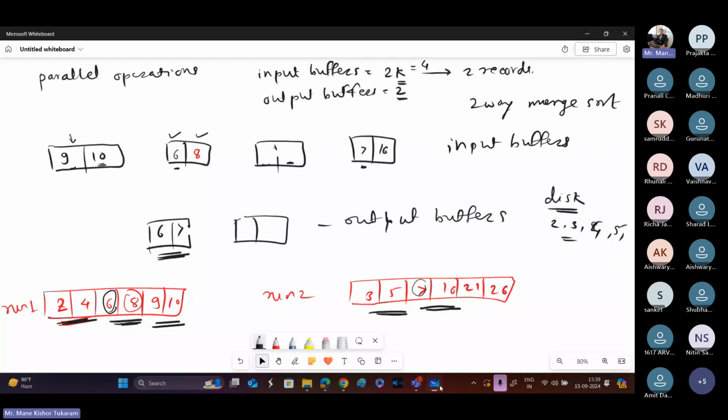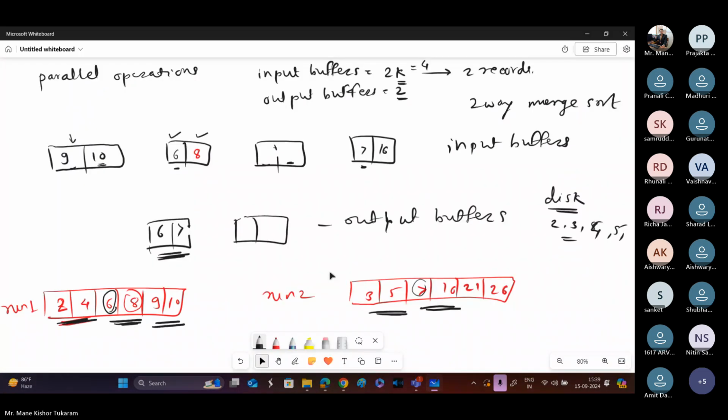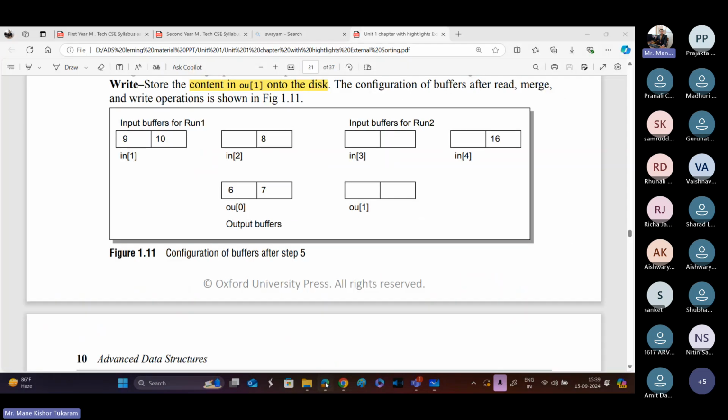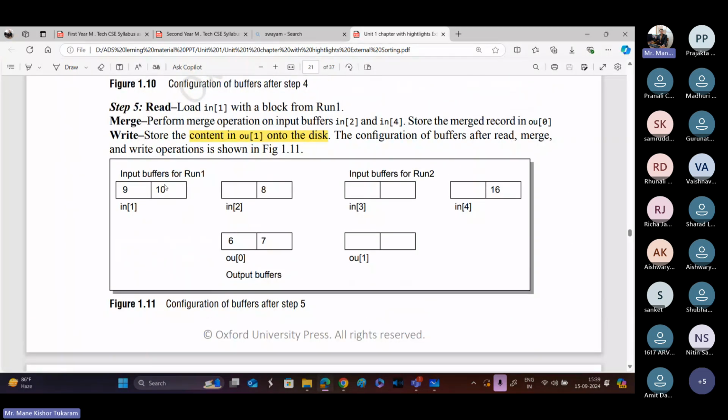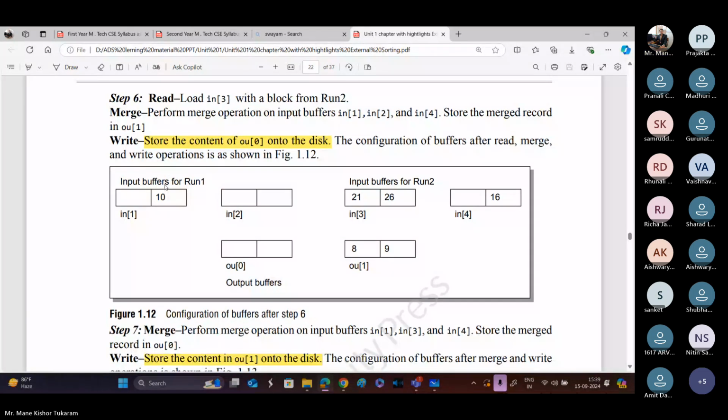Okay, so now what is my next step? I am having this particular 6 and 7 over here. Again, I just delete this particular 6 and 7 since I have moved towards the next, that is 9, 10, 8, 16, 6 and 7. Okay. So I have got the particular step number 5. Okay. So same output we just get. Now step number 6 includes the loading of the next two inside the run 2 and loading of the next two buffers to the output buffer.